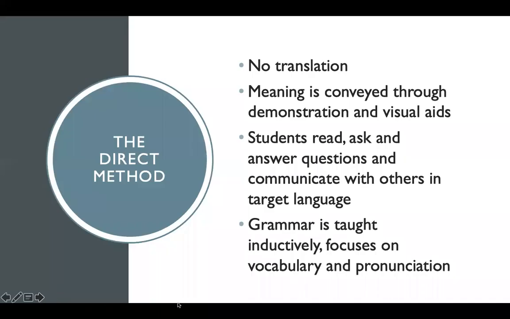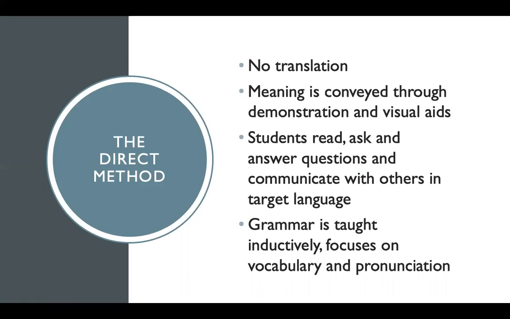So the direct method really has no translation from students' native language to their target language. Reading, writing, speaking, and listening are all done in the target language, and it really focuses on having students learn to think in the target language. That can be hard for students to understand sometimes, but it really bridges the gap between new vocabulary and content with the target language.